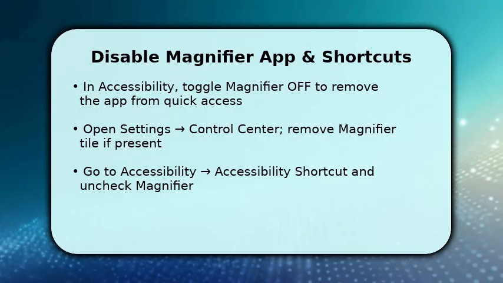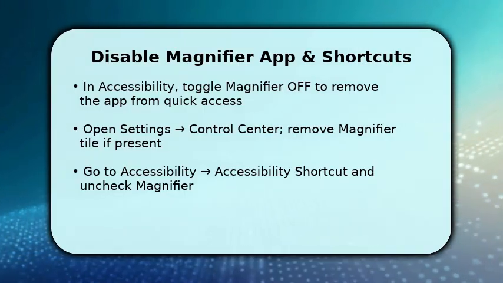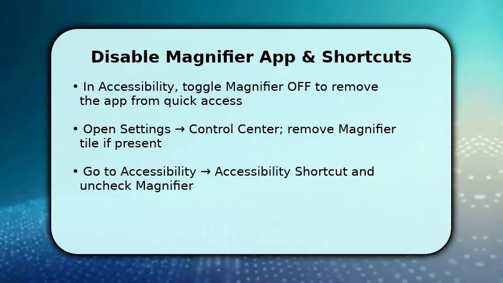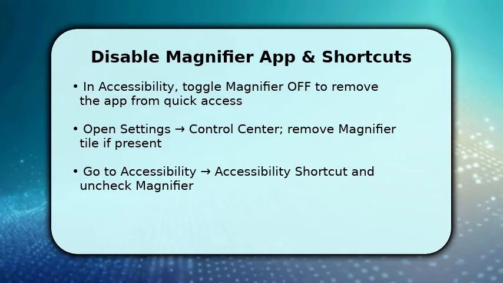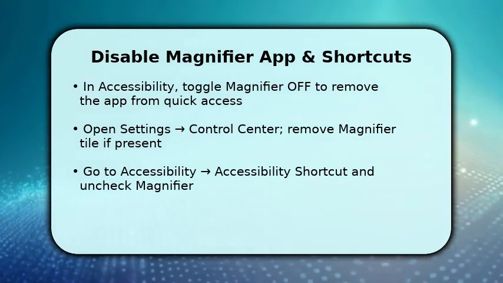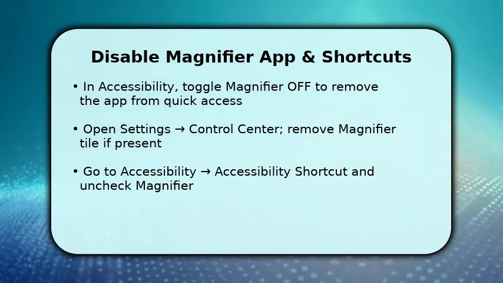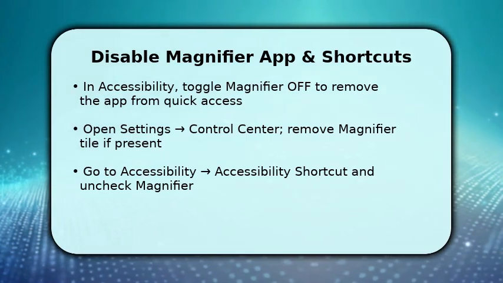First, switch Magnifier off in Accessibility so the Magnifier app ceases to function as an accessibility tool. Next, open Control Center settings and remove the Magnifier tile so it won't be summoned from the swipe down menu. Finally, check Accessibility shortcut, triple-click Home/Side button, and uncheck Magnifier so short clicks won't trigger it.